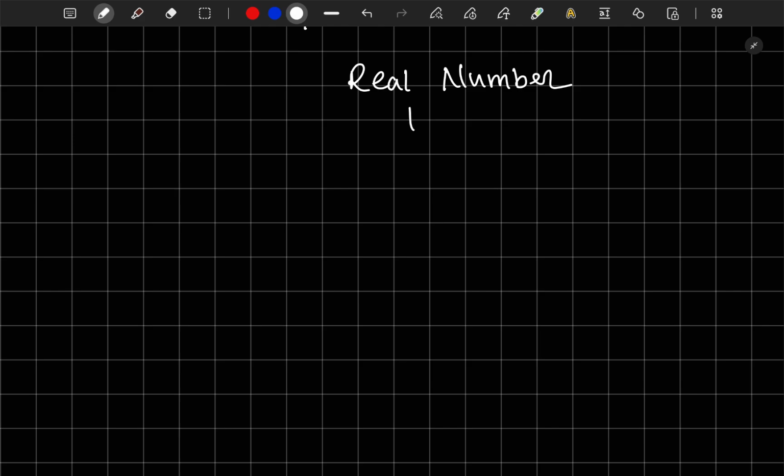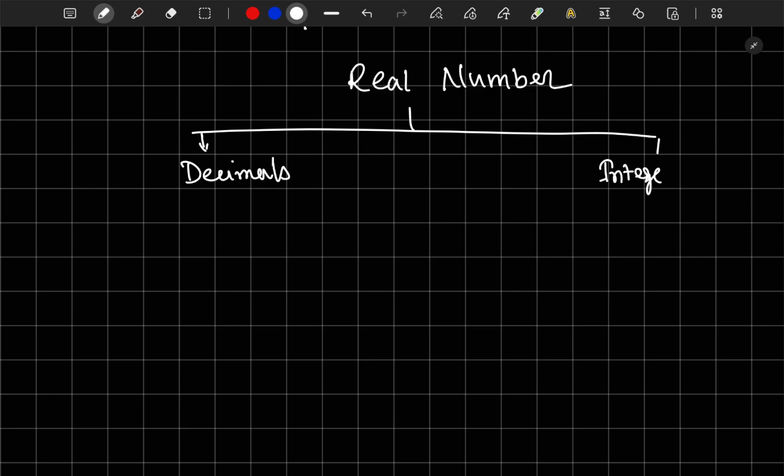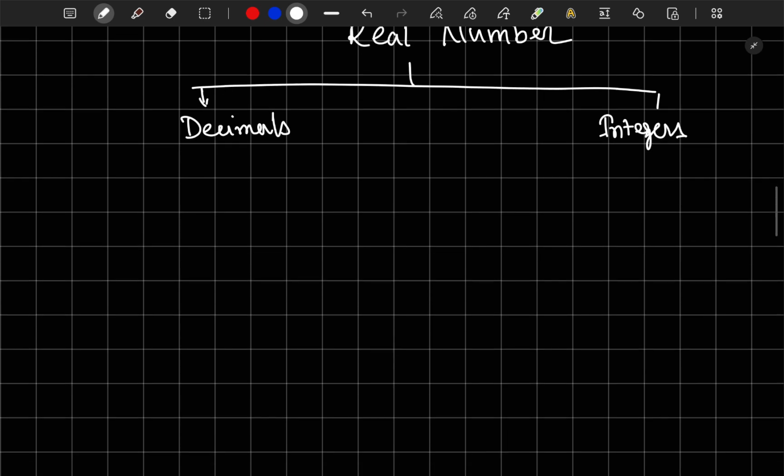Actually, real numbers are classified into two major categories: decimals and integers. So what is an example of integers? Like the whole numbers 1, 2, 3, minus 1, minus 2, and this goes to infinity. Okay, and a decimal number is one which is not an integer, like 1.2, 0.5, minus 0.6, etc.